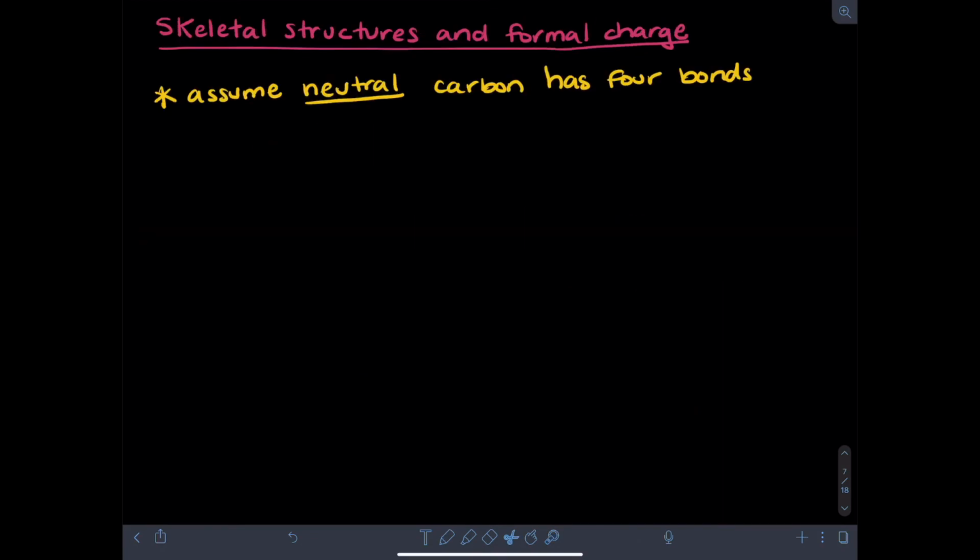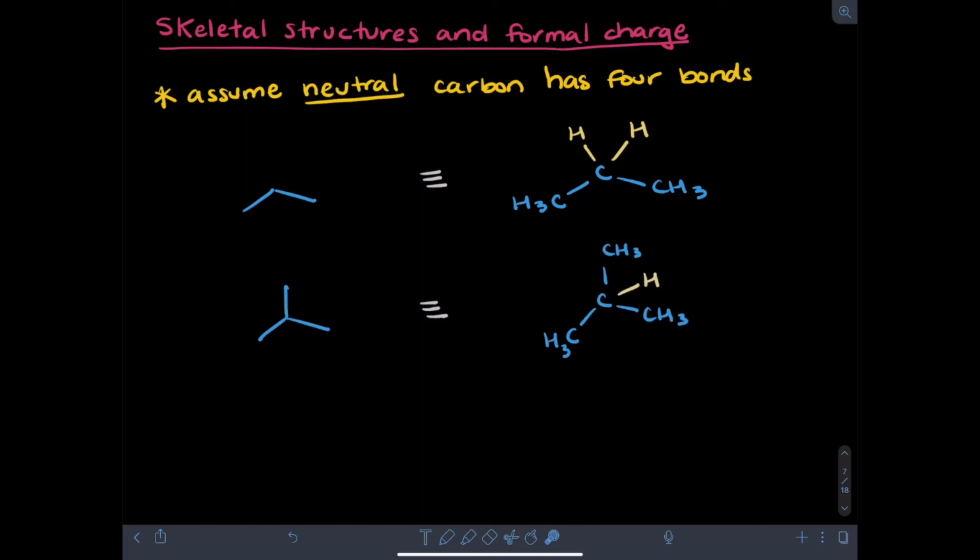Going off of this theme of how many implied hydrogens there are, we're going to have to figure that out for carbons based on the carbon's formal charge. As I mentioned before, we're always going to assume that a neutral carbon has 4 bonds. So for example, if I look at this zigzag molecule, this has 3 carbons total, and this middle carbon has 2 bonds to other carbons, so it has an implied 2 hydrogens attached for 4 bonds total.